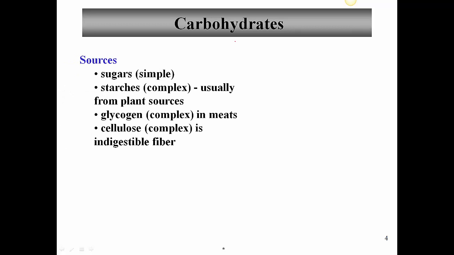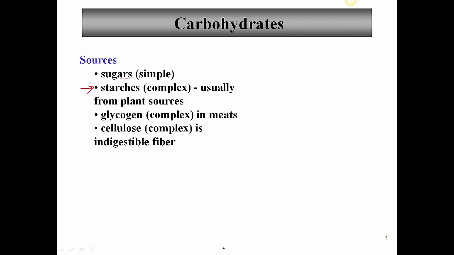Okay, so let's talk about the first major class of macromolecule we want to discuss, and those are carbohydrates. Remember, these are also called saccharides, as we said in AMP1. Several of the sources of carbohydrates for us include simple sugars, like sucrose, for example, common table sugar. Some of the other sugars that we take in, malt sugar, for example, lactose, milk sugar.